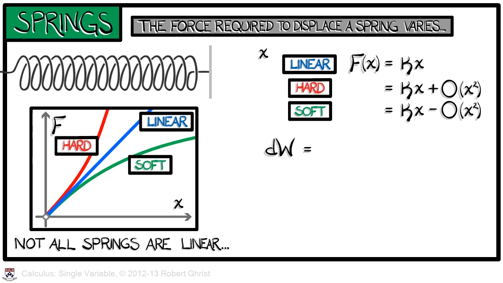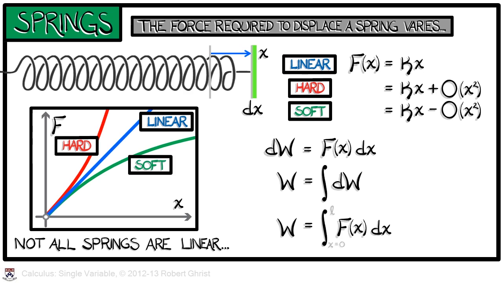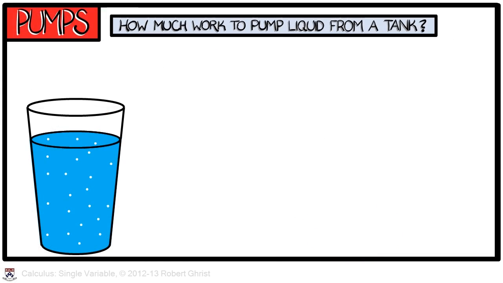In either case, the work element is what? Well, we need to think about an instantaneous or infinitesimal change in displacement, dx. And then the work is that force, F at x, times the displacement, dx. And so we can compute the work done in pulling a spring by integrating this work element, F of x dx.